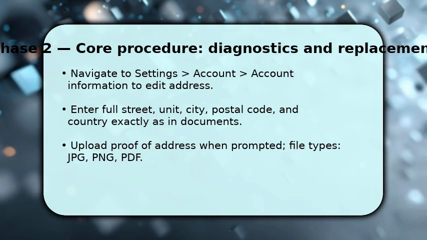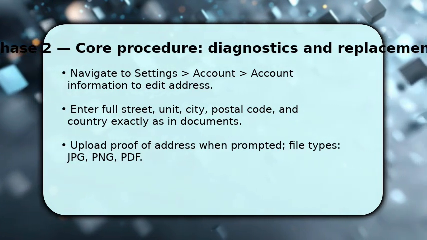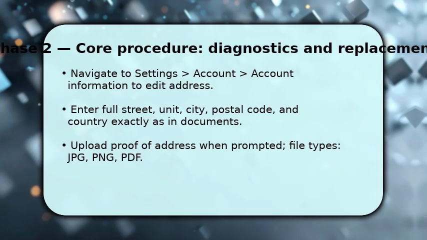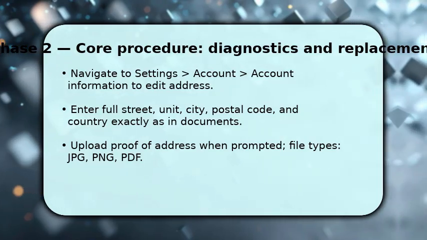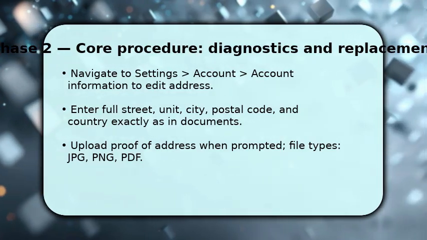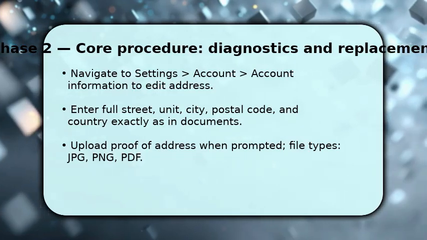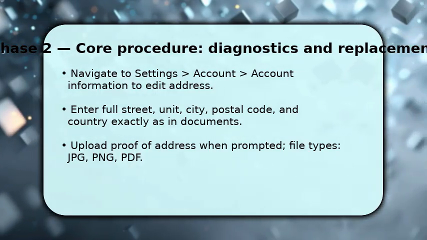Click the edit icon next to address and account information, then type the full street, unit number, city, postal code, and country exactly as shown on your proof. Make sure formatting matches the document because small mismatches can trigger verification.